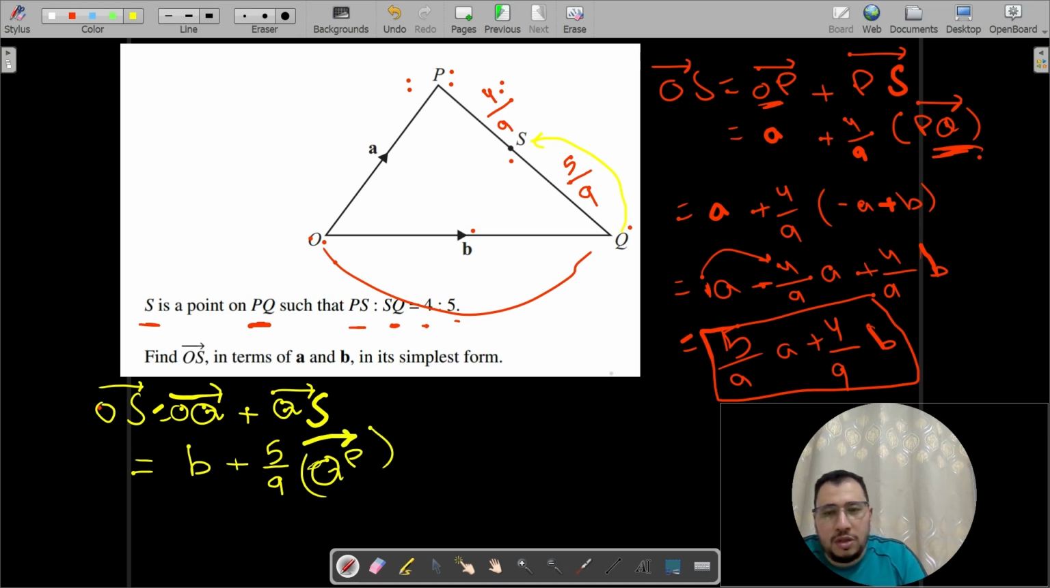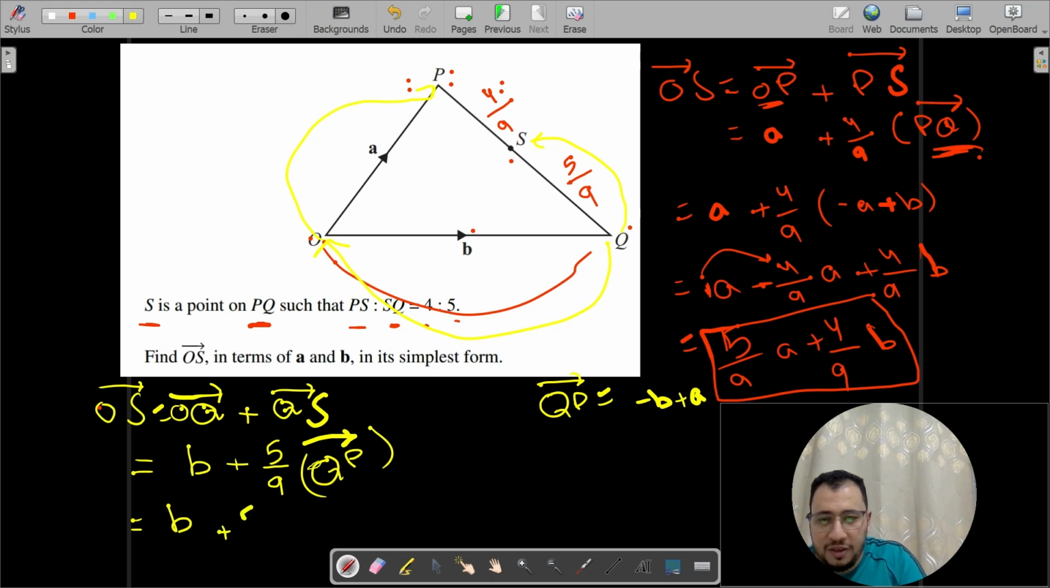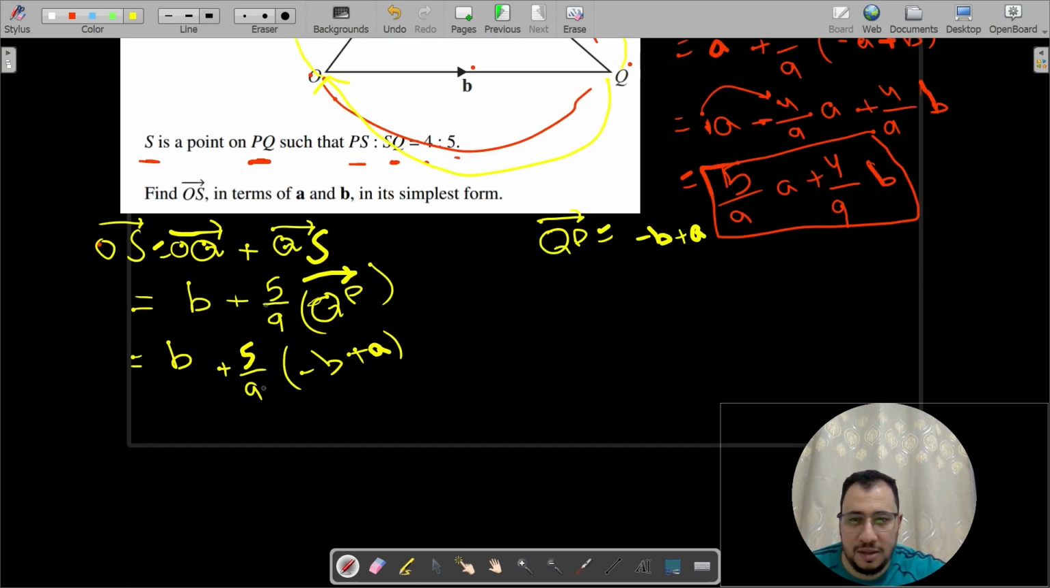And now, the same way, you will have to find QP, then substitute it in this equation we have. How can we get QP? QP equals, you will go to this direction here, then to the other side. So you are going negative B plus A. You will substitute here with negative B plus A. So this is going to be B plus 5 over 9, negative B plus A. And then all you have to do here is just simplify it.